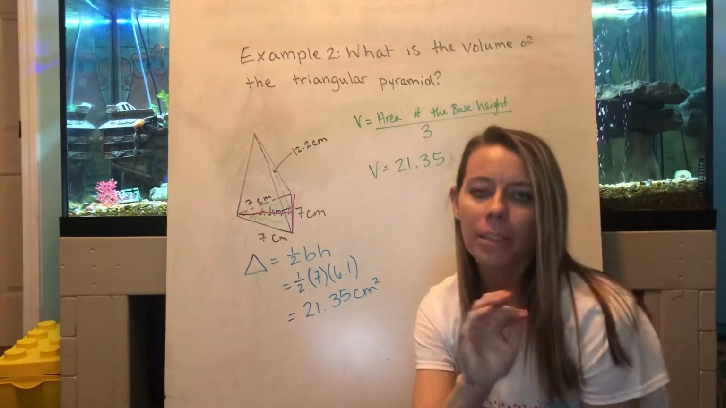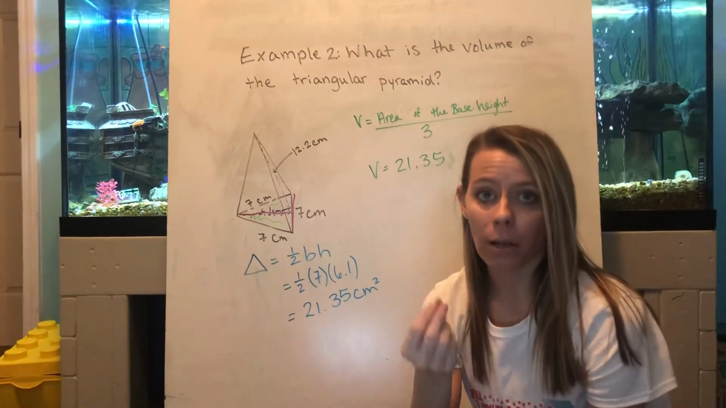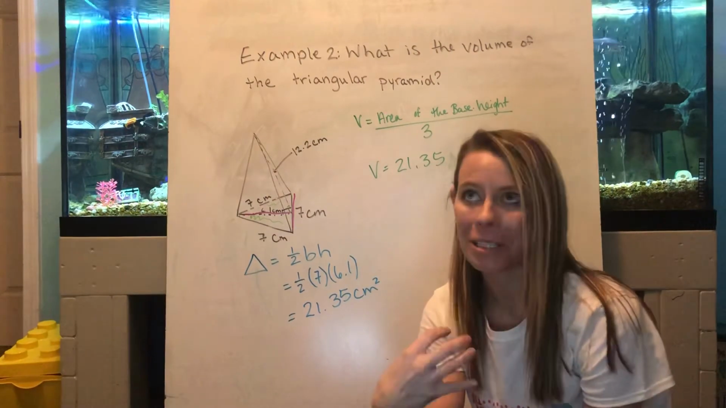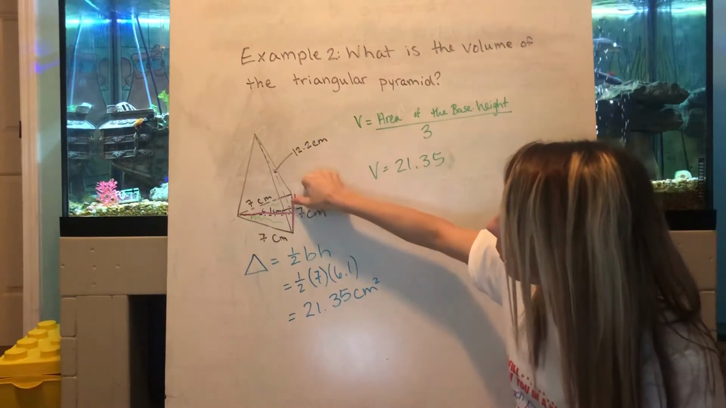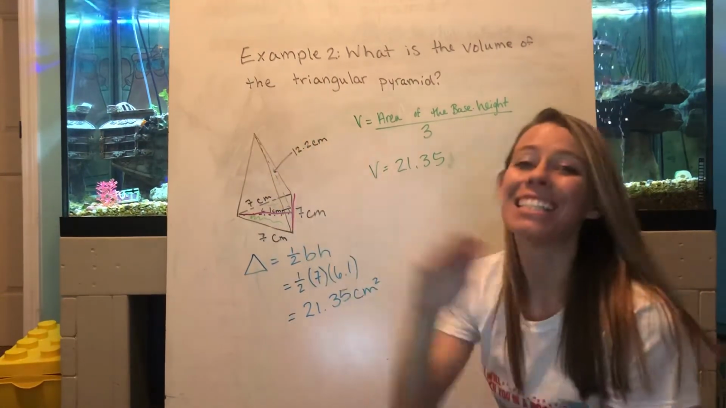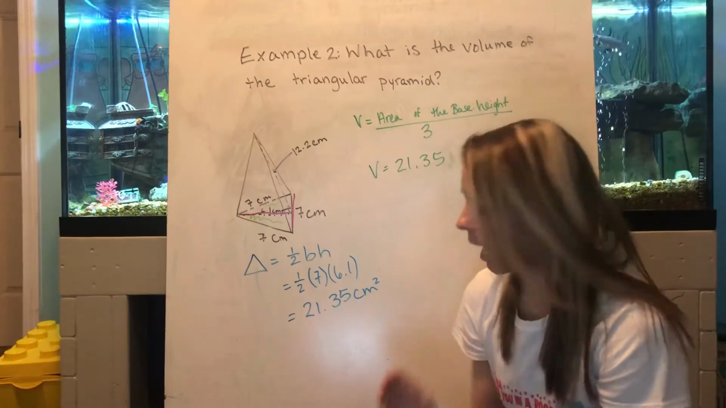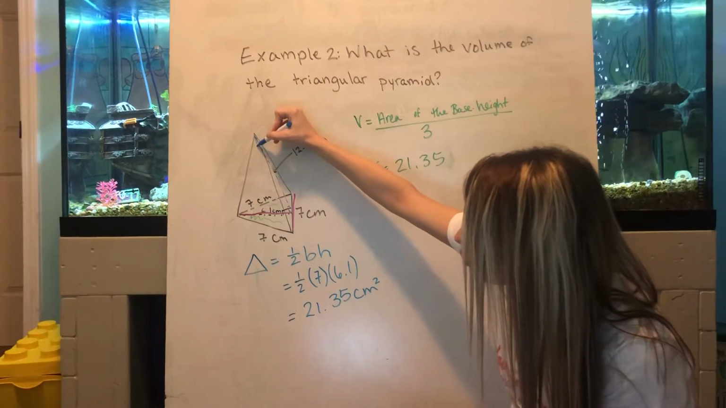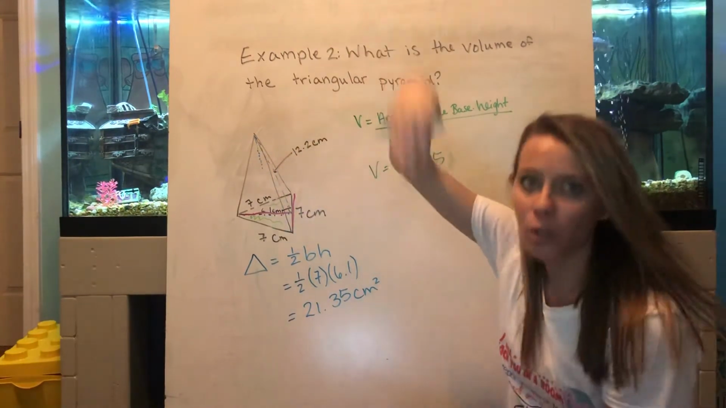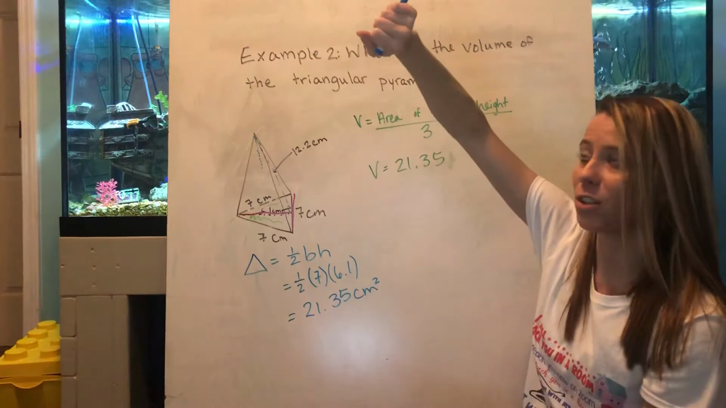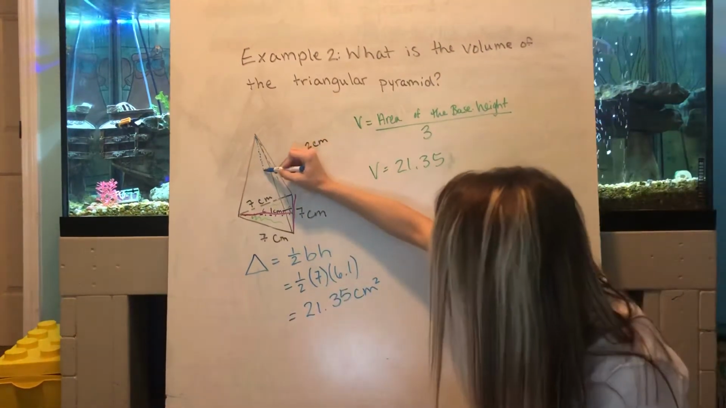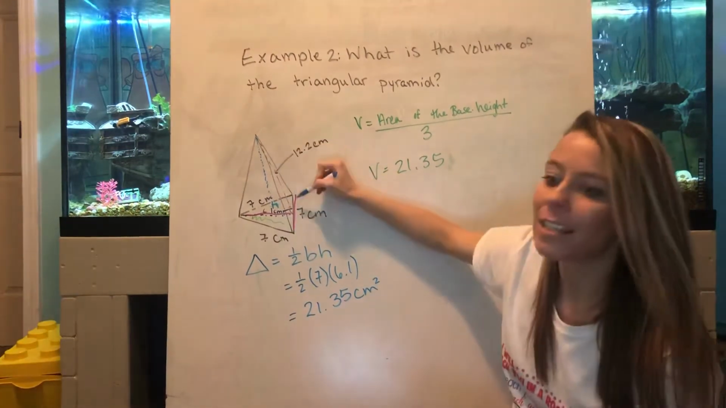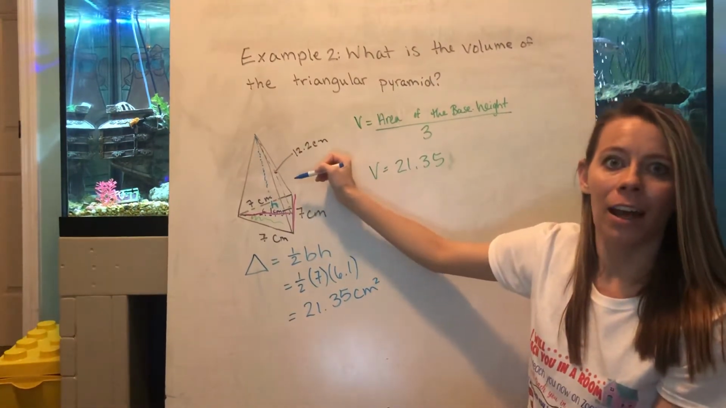Now here's the common error. What people like to do is put in for the height of the pyramid the 12.2. That is not the height of the pyramid. The height of the pyramid has to go from the top of the pyramid straight down, like you stick a spaghetti straw through it, straight down, and make a right angle with the base. This is on the side of the pyramid where it's not.